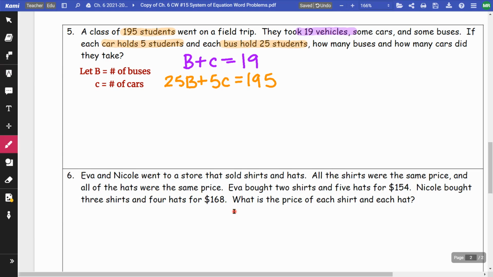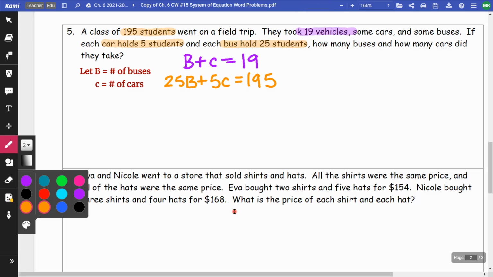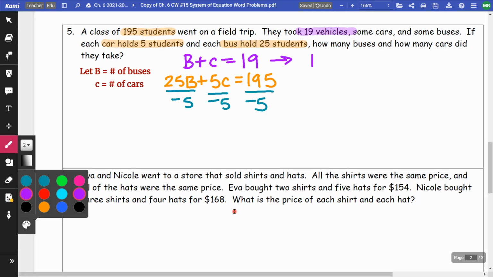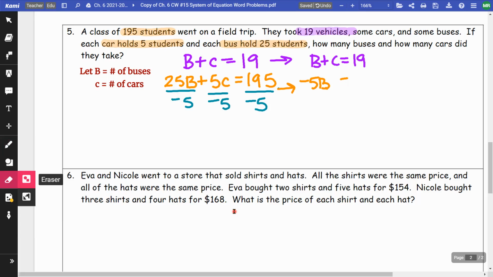Now, again, I can multiply the top equation by a -5, but again, I'm going to show us a different approach. I'm going to divide this by -5. I'm going to keep the top equation as is: B plus C equals 19. The bottom equation is going to end up being -5B. My C's cancel out. Well, I shouldn't say that. They will cancel out, but I have to write them.